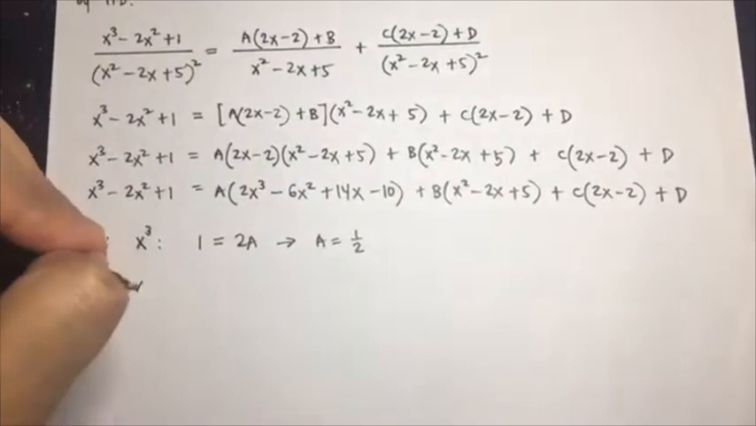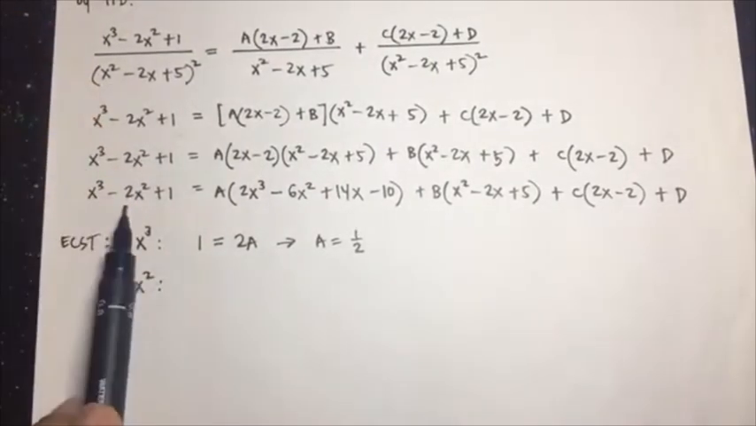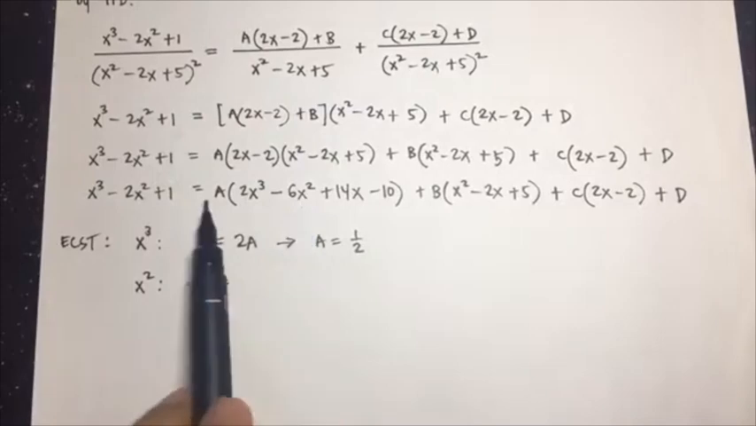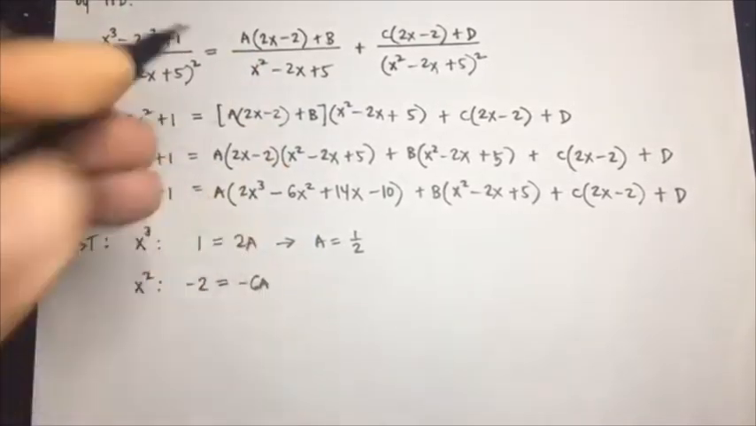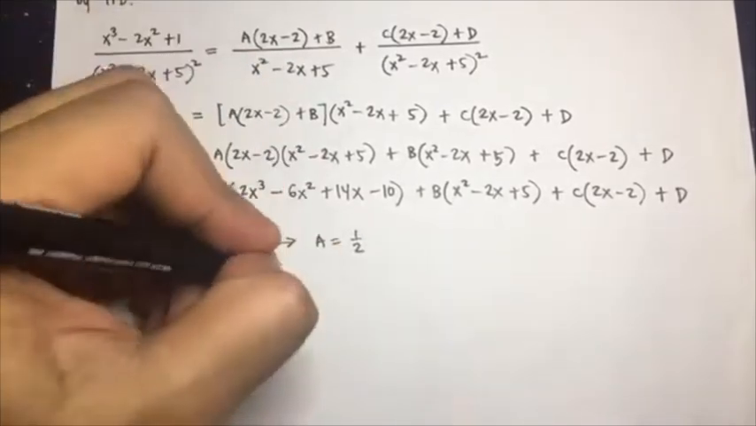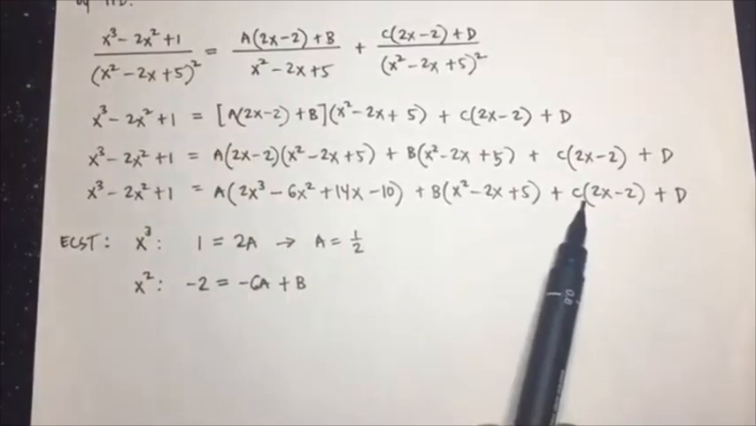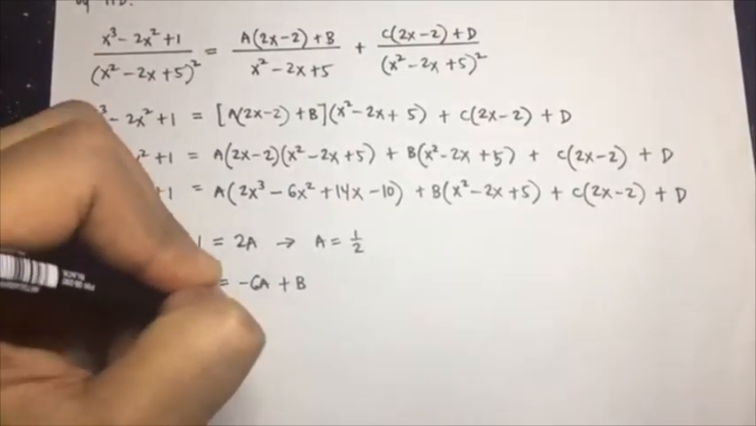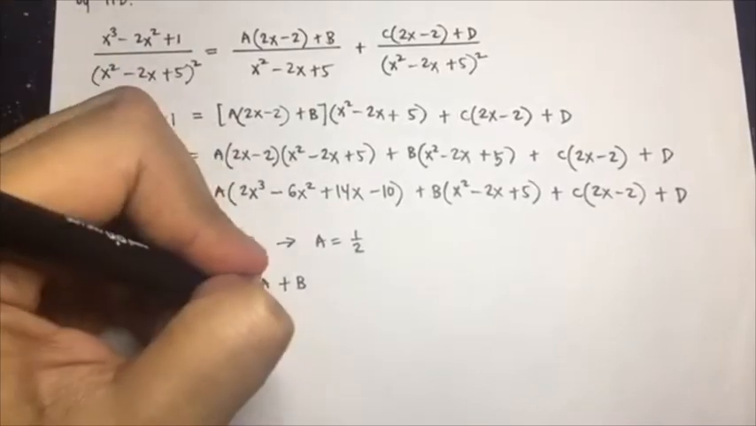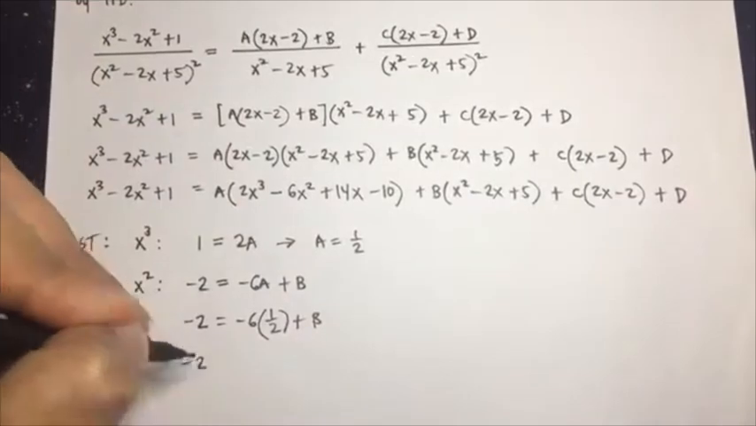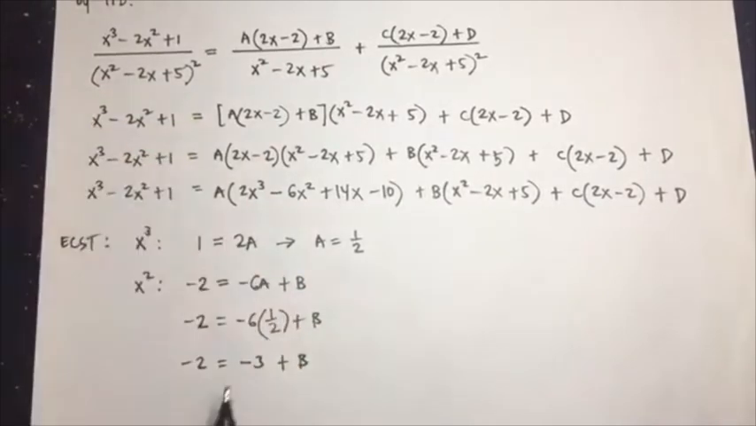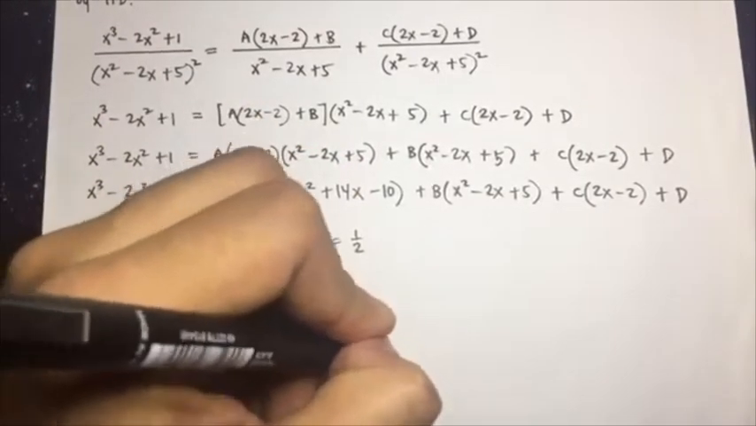Okay, so next is for x squared. On the left side we have negative 2 is equal to x squared, so negative 6a plus b, and then no x squared on c and d. So therefore, substituting, since we already know that a is equal to 1/2, we'll have negative 2 is equal to negative 6 times 1/2 plus b. So negative 2 is equal to negative 3 plus b. So transposing 3 on the other side, it will become positive 3 minus 2, so b is equal to positive 1.